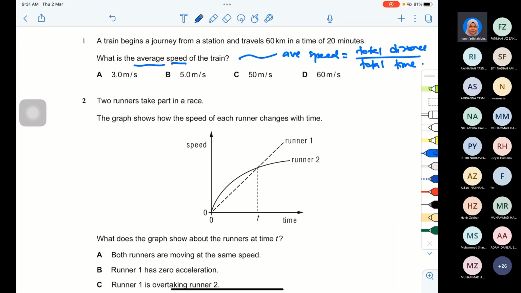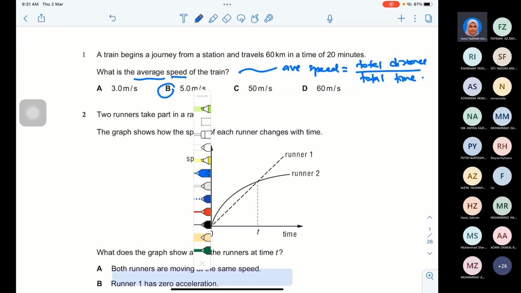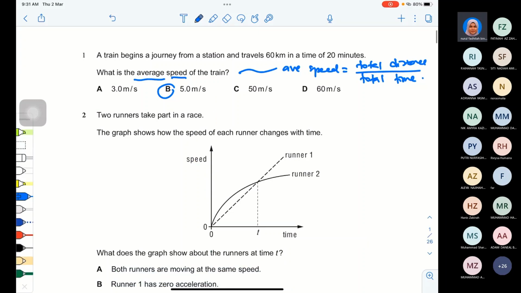Okay, so what's the answer? Have you got the answer? B. So B. Semua setuju dapat B? Ada yang nak kita discuss ataupun semua orang dah dapat? Okay, you tengok ya. Right, total distance is 60. Okay, kita buatlah average speed equals to total distance 60 kilo.